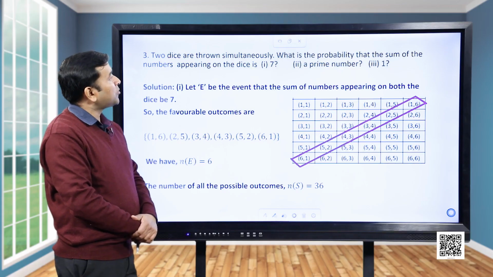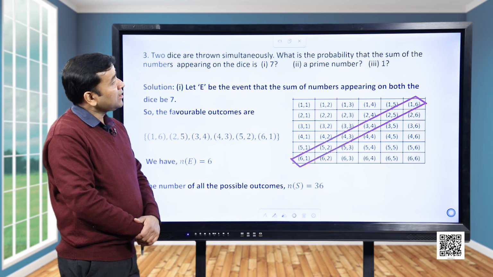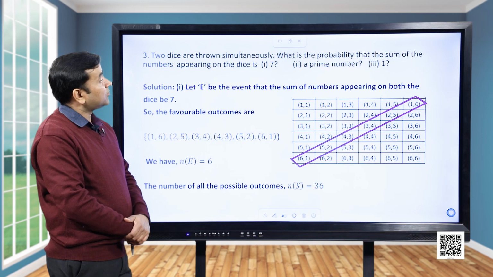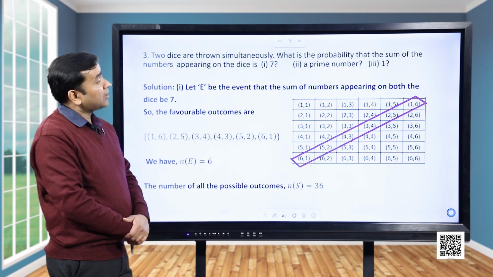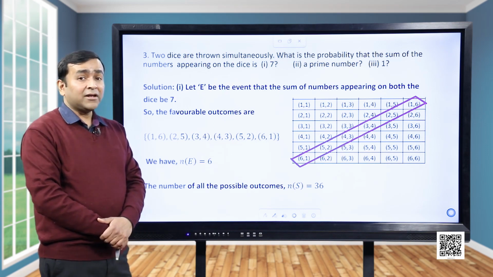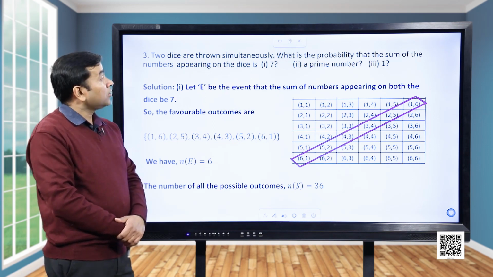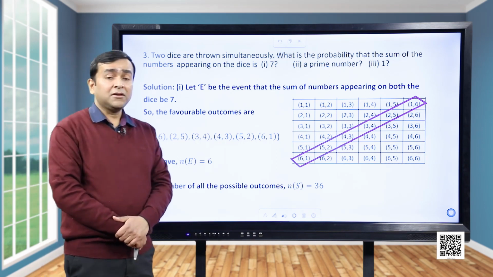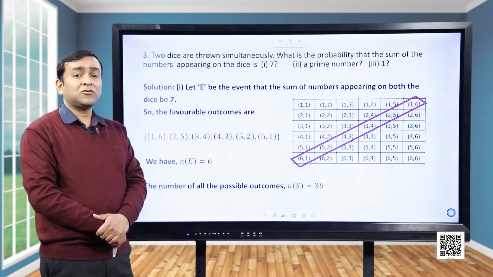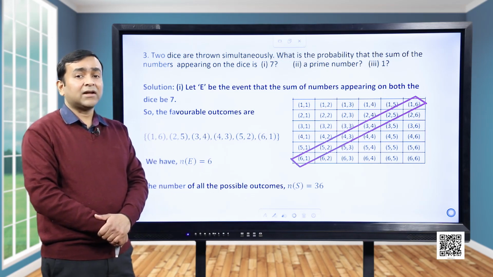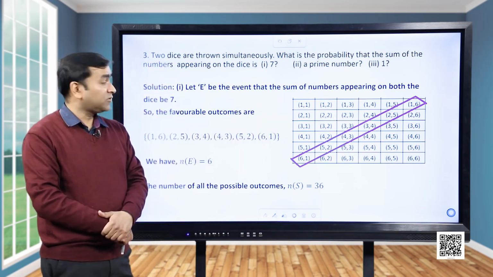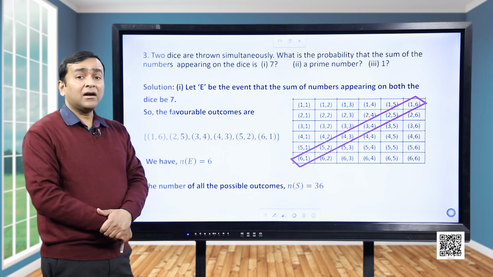2 dice are thrown simultaneously. What is the probability that the sum of the numbers appearing on the dice is 7, prime number, and third part is 1? So let us read once again. 2 dice are thrown simultaneously. So what is the sample space? In earlier question we looked that the sample space of throwing 2 dice is 36. This is the sample space, and what are the total number of possible outcomes? The possible outcomes are 36.